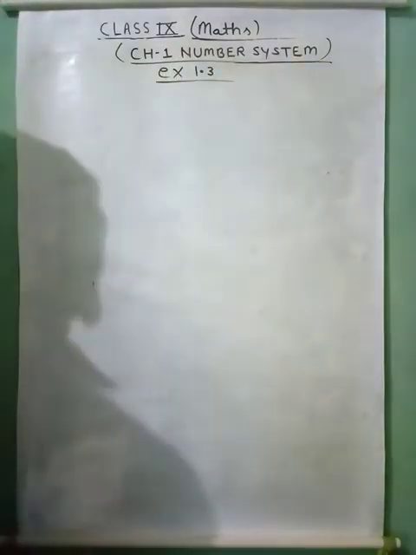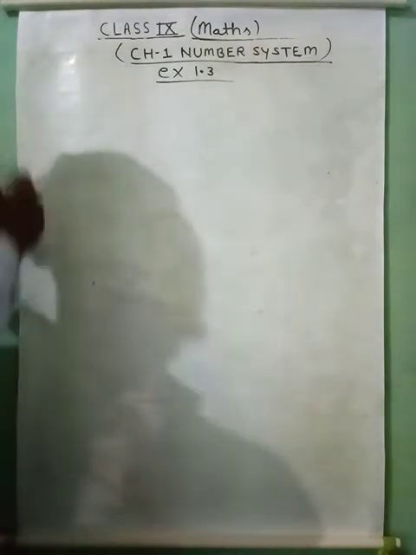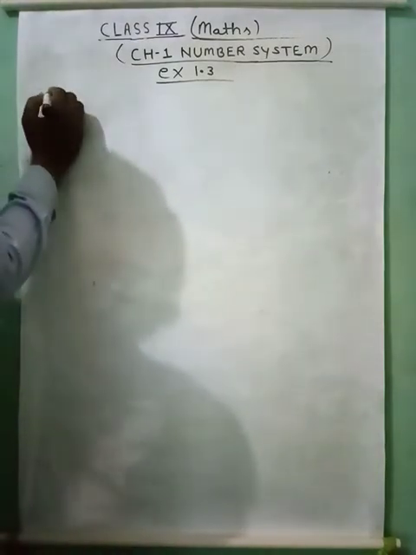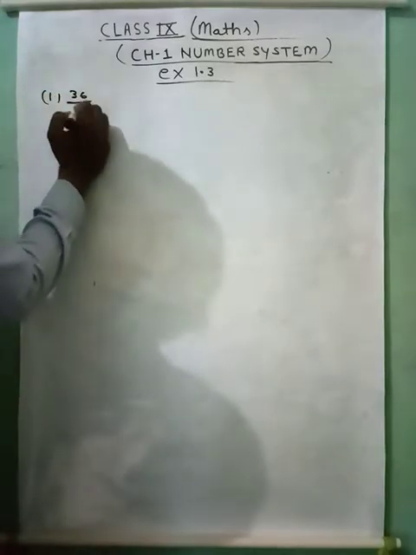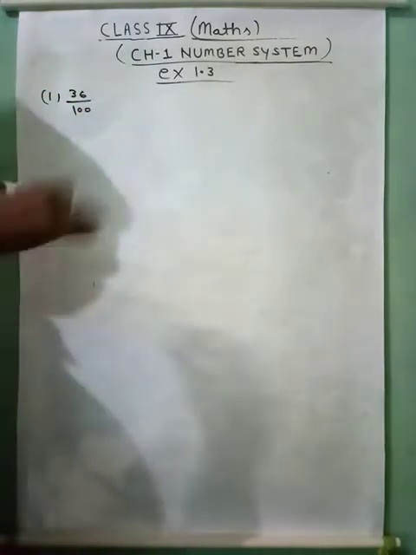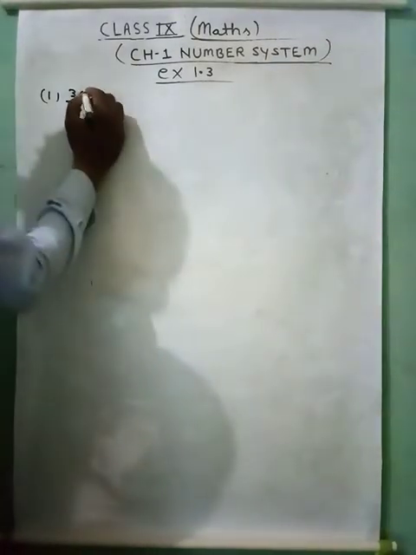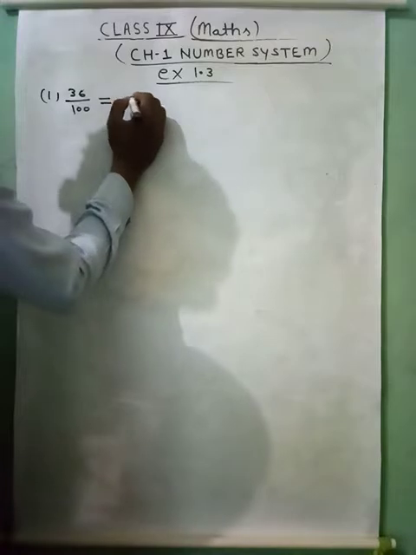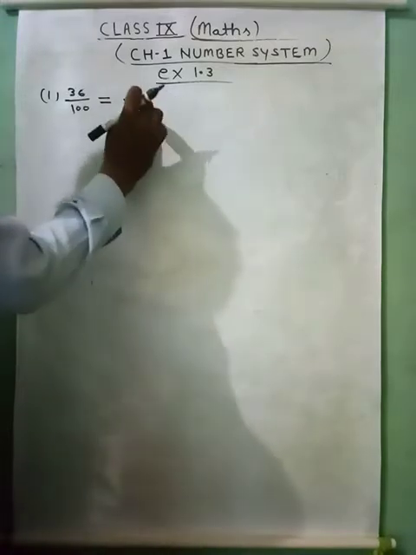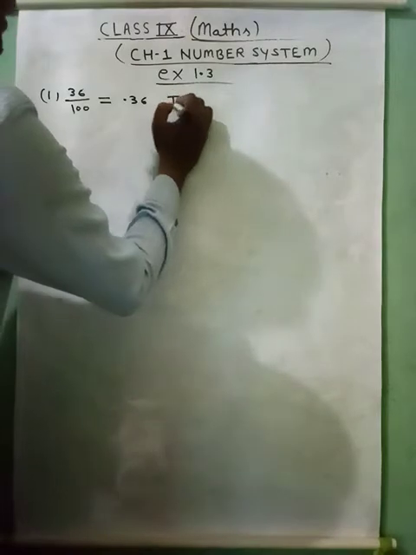Today we will do the exercise of 1.3, Chapter 1, Number System. Let us start. Question first is asking which type of decimal expression it is, like 36 by 100. In the previous video I explained each and everything. So see, 36 by 100 we can write as 0.36. We know that its remainder is 0, so it is terminating.